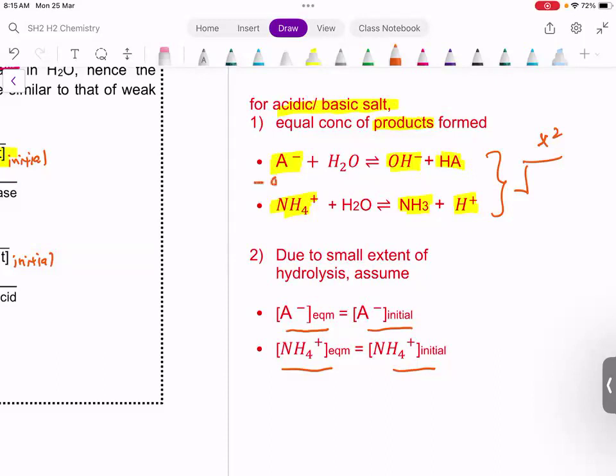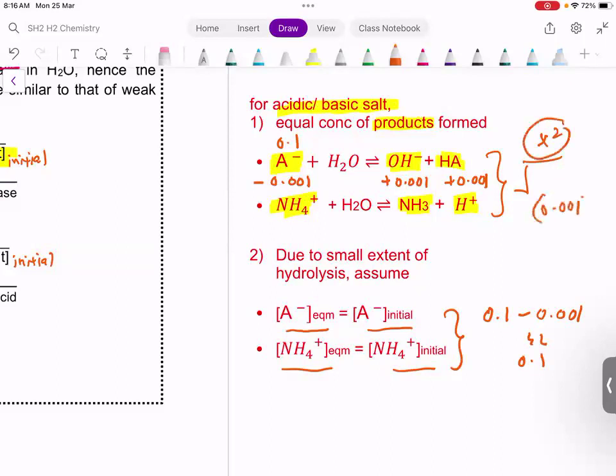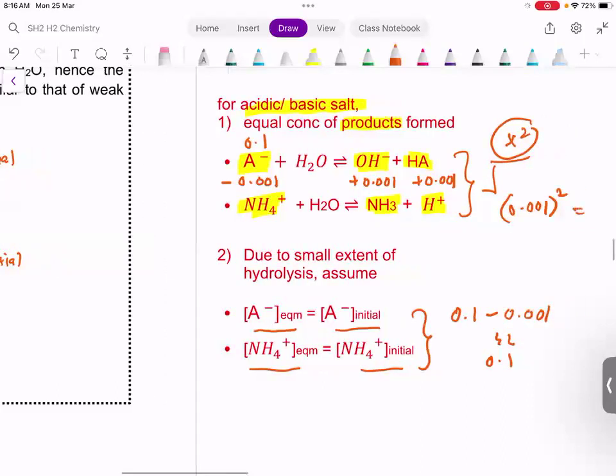So when this is 0.001, this will be plus 0.001, plus 0.001. If the initial concentration is 0.1 to start with, then 0.1 minus 0.001 is approximately the same as 0.1. That's why we can do this approximation. But if you look at the numerator, 0.001 squared is 10 to the minus 6. It's not a negligible change.